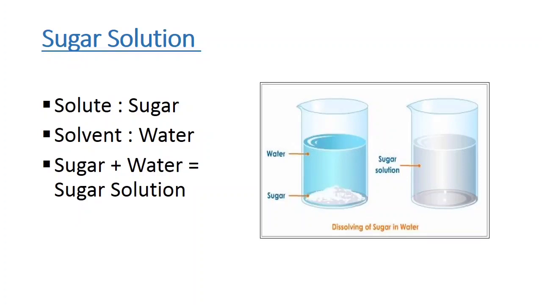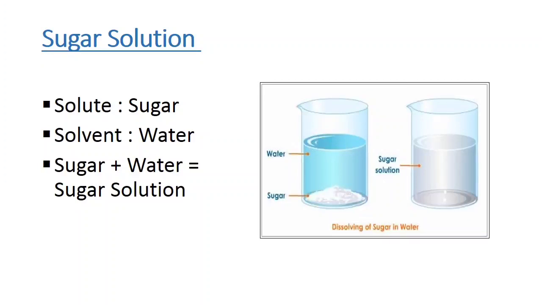Let's see with another example. Sugar solution. How to form a sugar solution? For that, we should dissolve sugar in water. So now, if we are adding sugar in water, who is the solute? Yes, sugar is the solute. And where are we going to dissolve the sugar? In water. So water is the solvent.